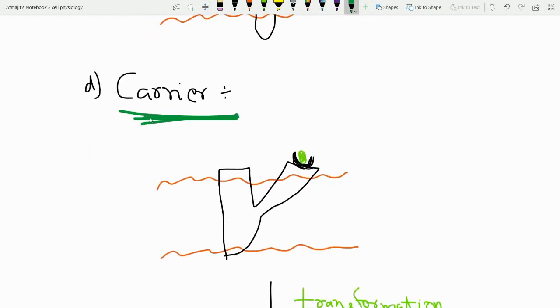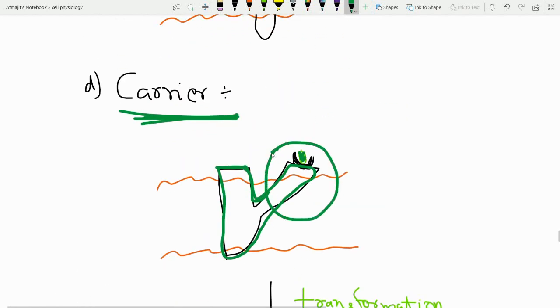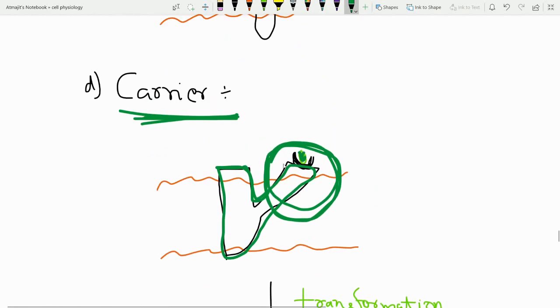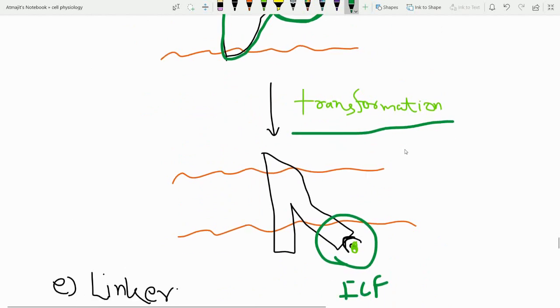It's important to understand the structure of the carrier protein. One thing binds here, and then it changes the hand or some part of the structure to inside the cell membrane. Here it will take the substance from the extracellular fluid to the intracellular fluid. This process is called transformation.